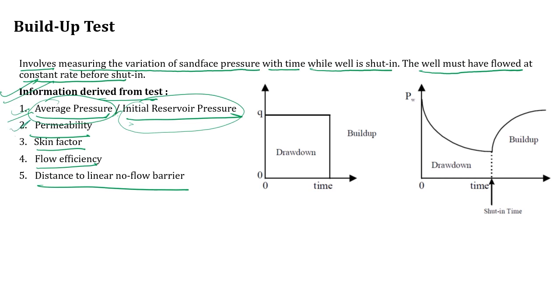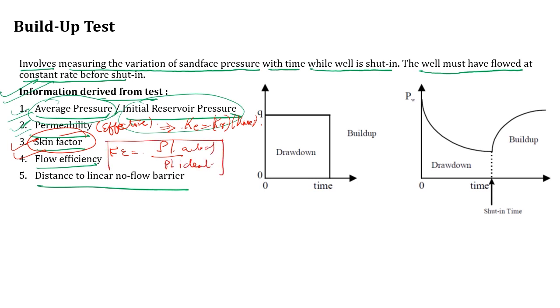Okay, now coming to permeability, as we know effective permeability is recorded. What I am talking about is the effective permeability, and we know effective permeability is equal to relative permeability multiplied by absolute permeability. Now skin factor, we know skin is a region of altered permeability near the wellbore. So we can quantitatively come up with the value of skin once we have done build-up test. Flow efficiency, as we know, is the productivity index of actual to the productivity index of ideal. Okay, and we have discussed this in detail when I was talking about nodal analysis.